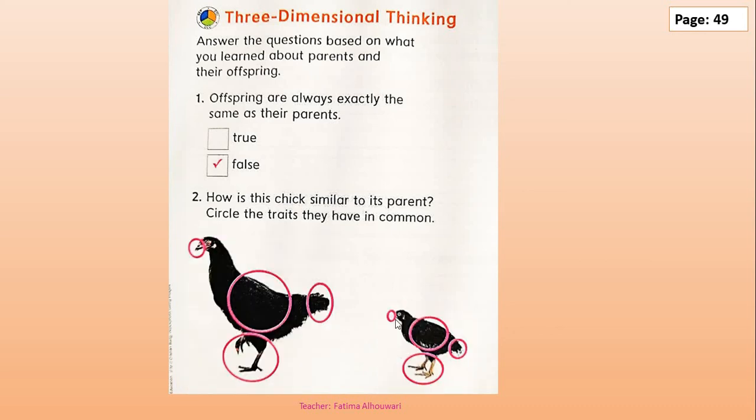Let's see. This chick has a beak, the same as the parent. This chick has wings, the same as the parent. This chick has feathers, the same as the parent. And this chick has legs, the same as the parent. And this chick has a tail, the same as the parent. Interesting. So please, grade 1, be sure to check your answers.